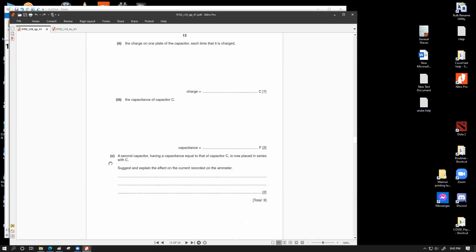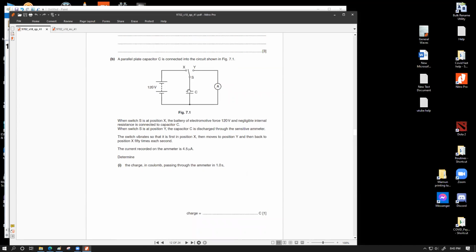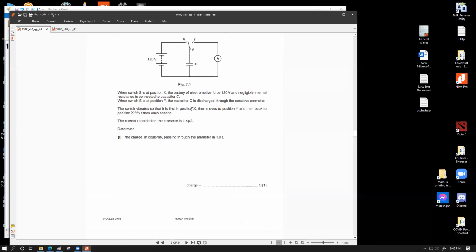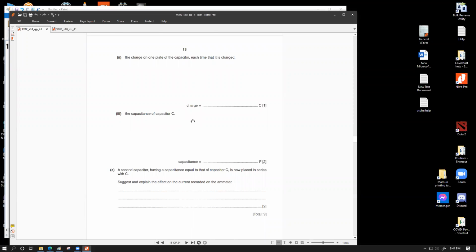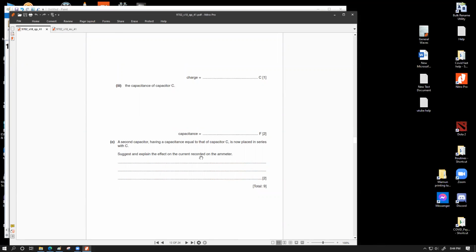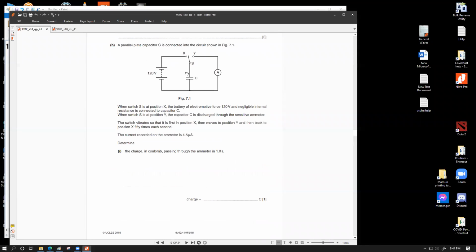Have a look at number C. The question says a second capacitor having a capacitance equal to that of capacitor C is now placed in series with C. So we now have two capacitors, which means now our capacitance has decreased, right? In series the capacitance decreased. The question asks to explain the effect on the current recorded on the ammeter. So if we have two capacitors over here, the total capacitance would be what? Half of a single capacitor, right?